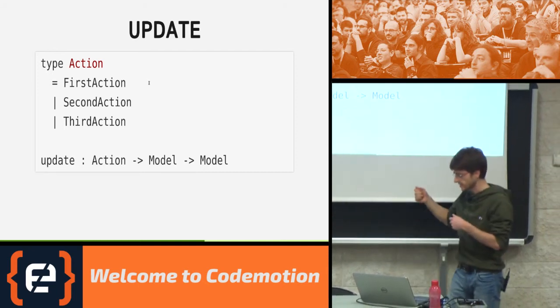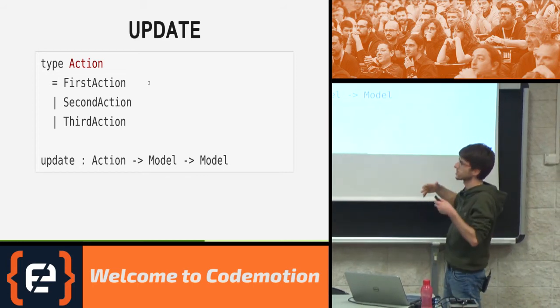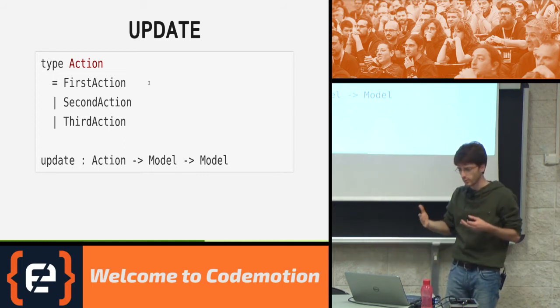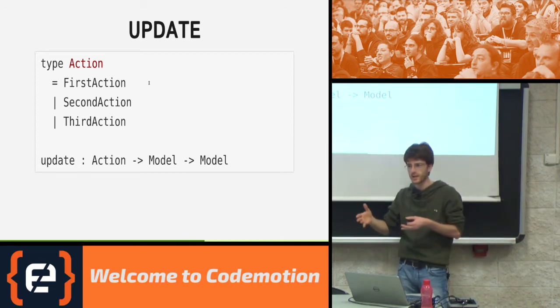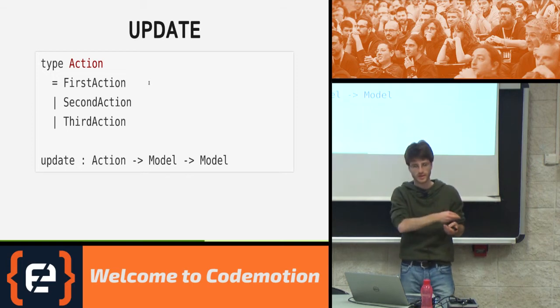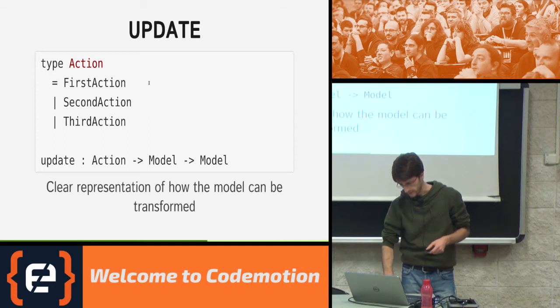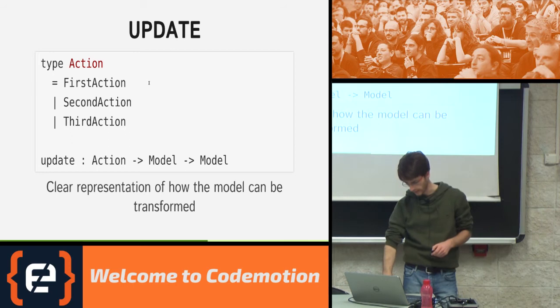And if you think of this, your business logic, whatever happens in your application, just becomes a sequence of actions. This is really similar to what you have in domain-driven design, and maybe you know event sourcing, where the state of your entities is computed by looking at their history, at the events that happened to them. And this gives you a clear representation of how the model can be transformed.